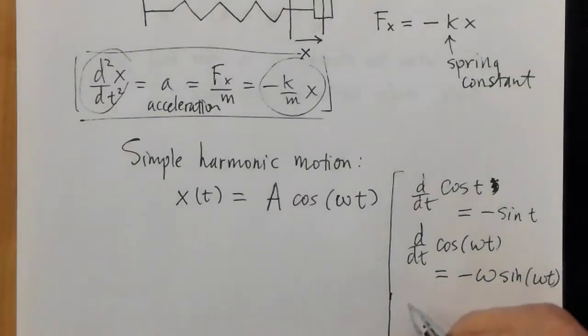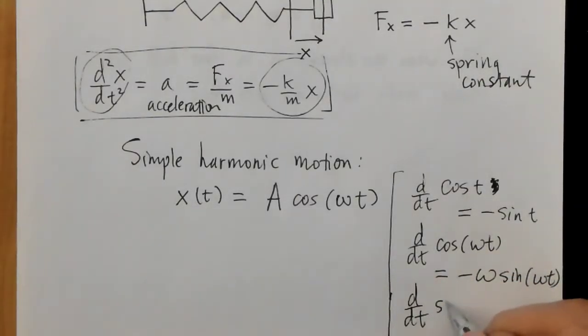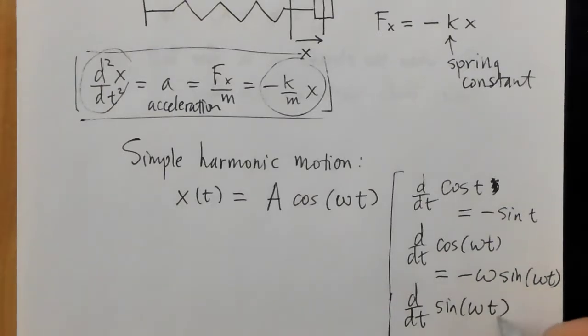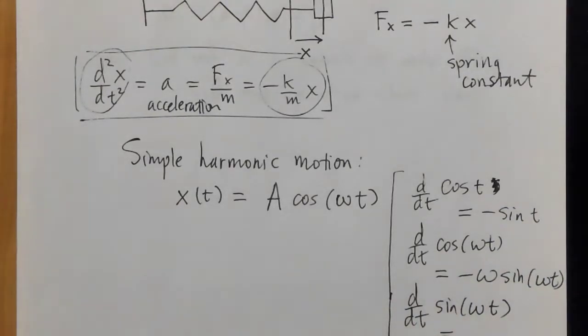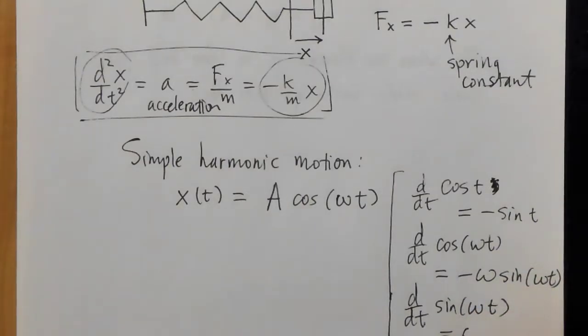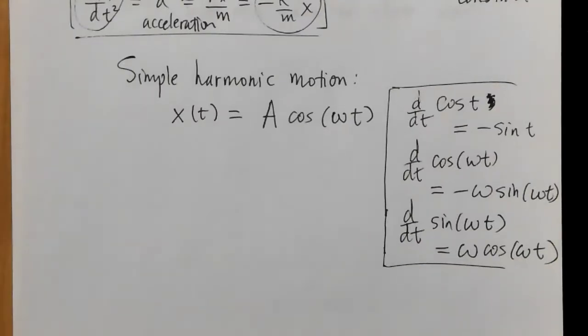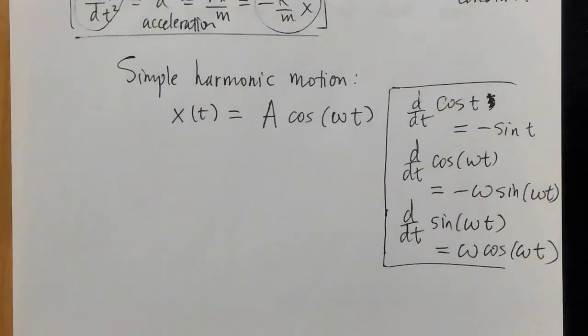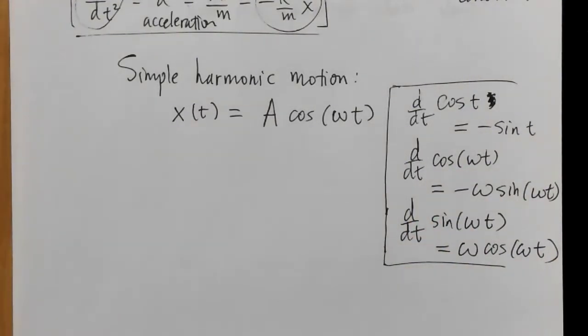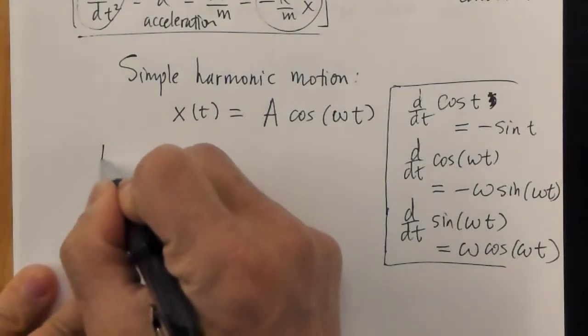Now, while we're doing this, if I have the sine of omega t, the derivative of sine is obviously cosine, but then this omega is sitting out there, so it has to come out in front. So it's omega cosine of omega t. Okay, thank you. Good. Any questions? All right. So these will come up in just a moment. So we said that A is the amplitude.